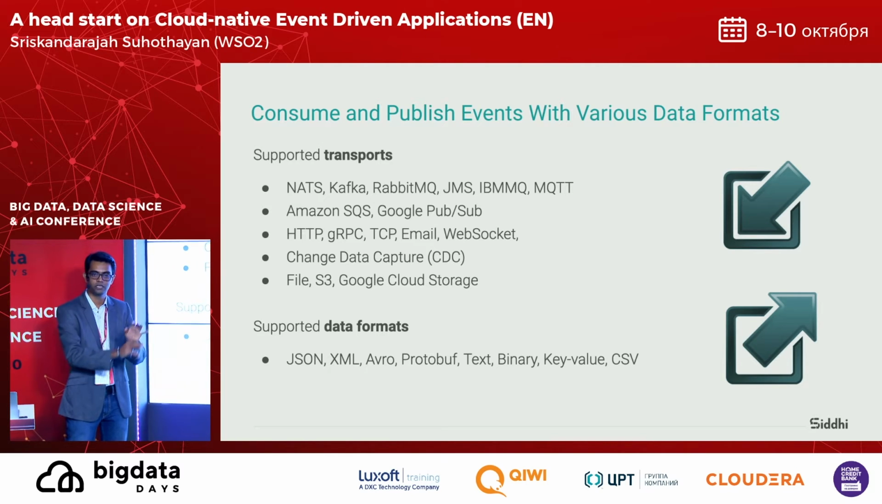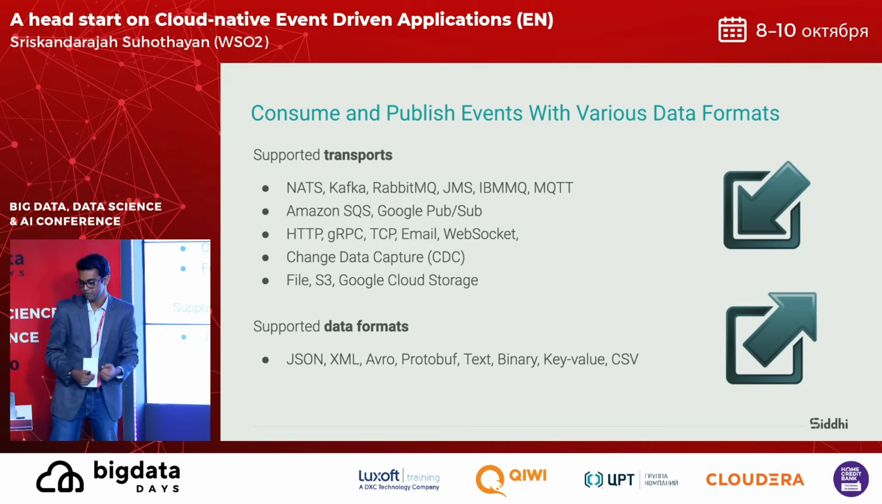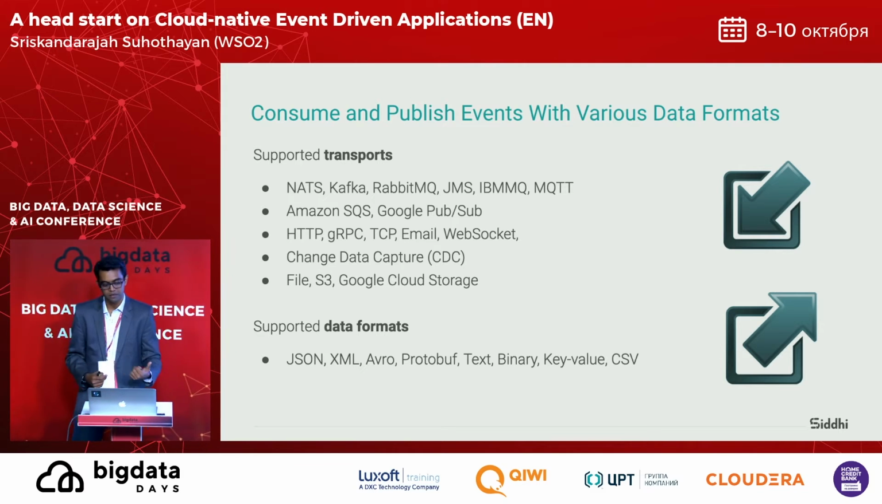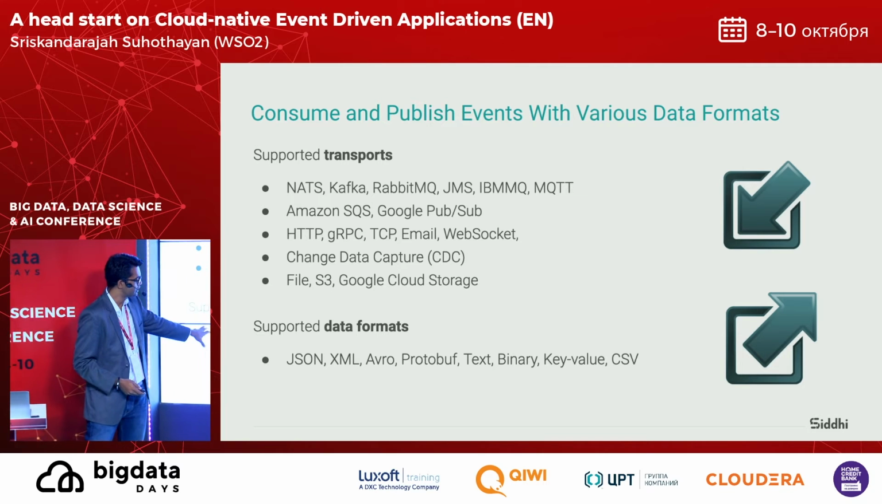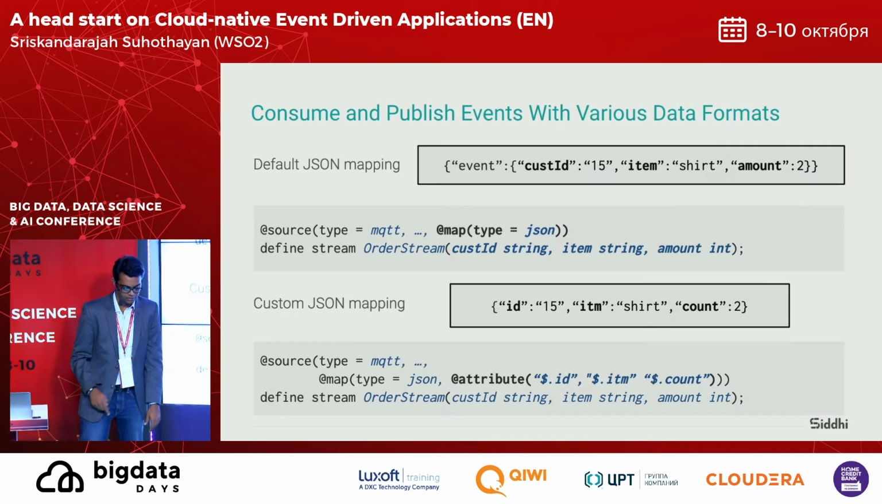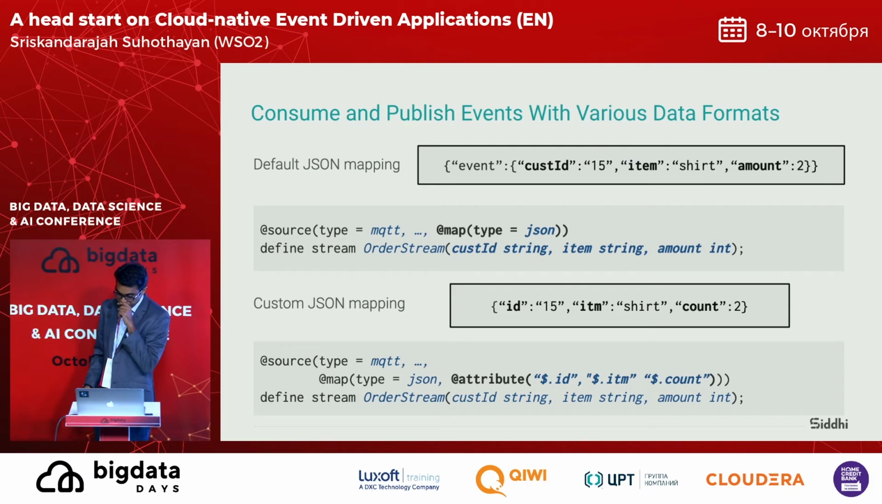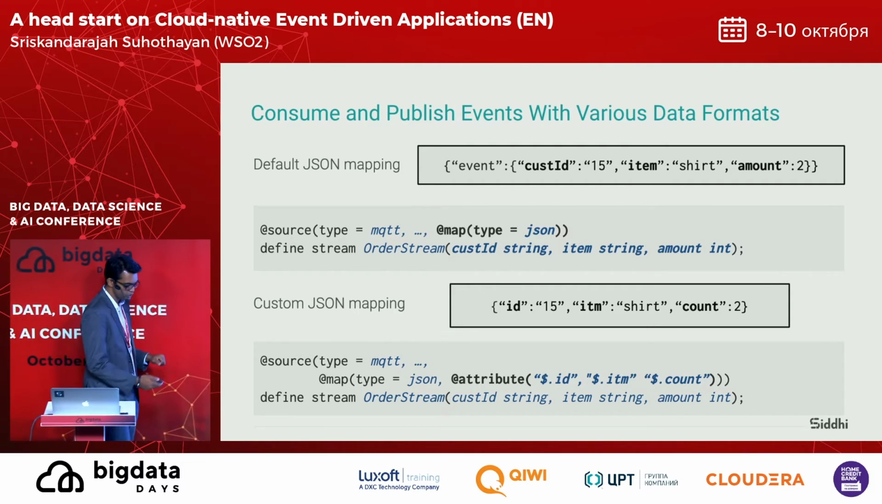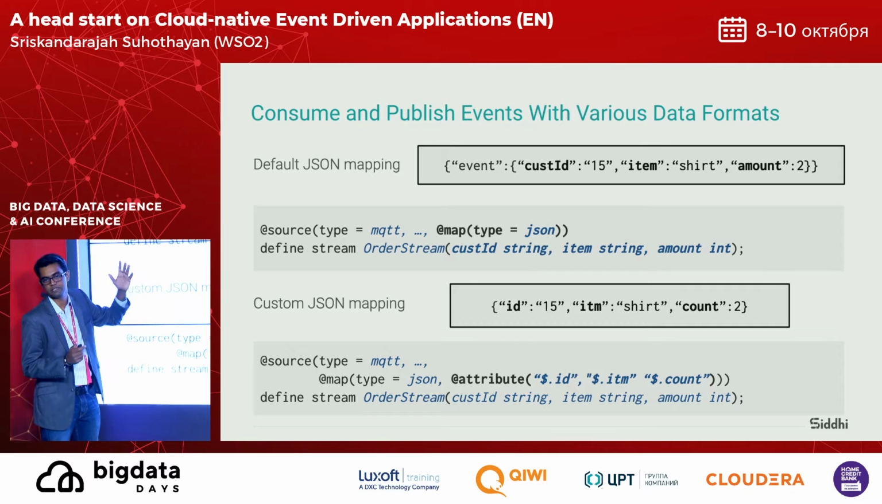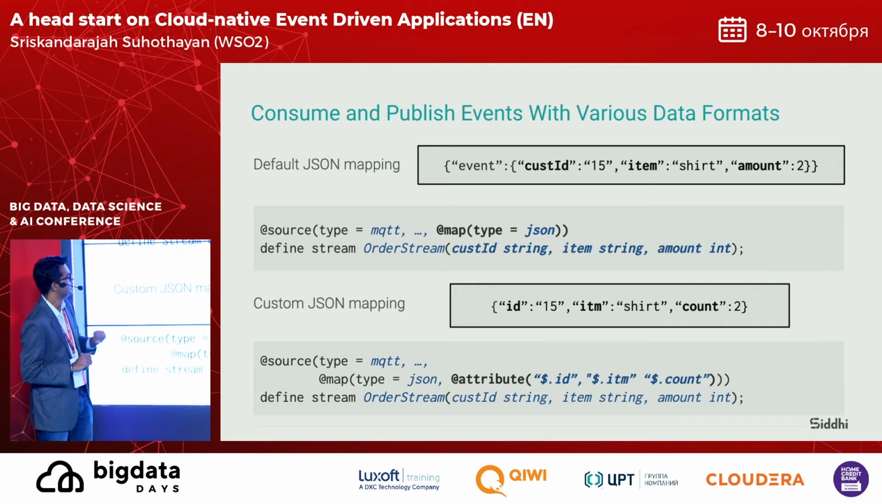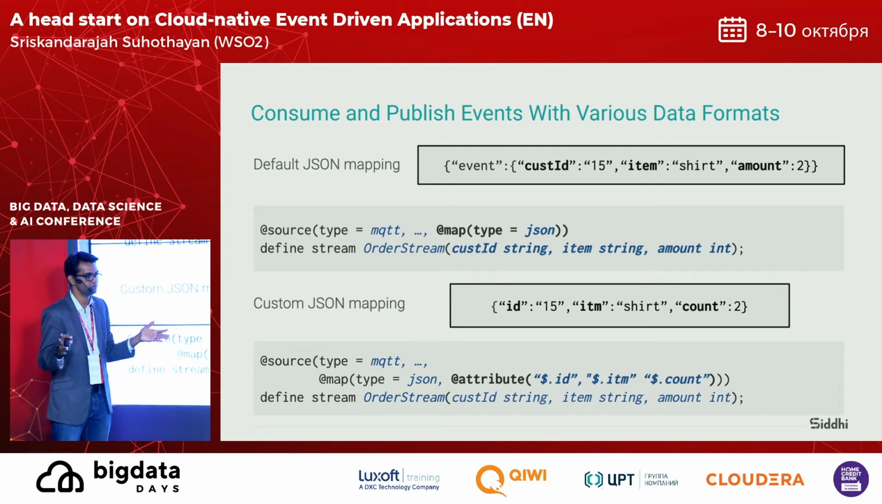In the microservices world, there are other systems you get data from, and the data can come in any format, like JSON, XML, Avro, protobuf, whatever you want. There are messaging formats that help you do that as well. For example, when you just say JSON, the system will assume you will be sending the message in the default format you have defined: customer ID, item, and amount. If you send the message in that order, you don't need to give any mapping. The system will consume it.